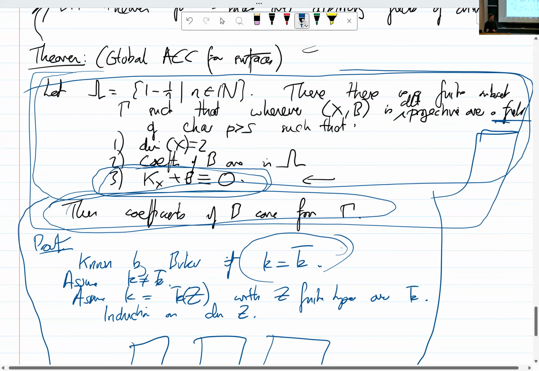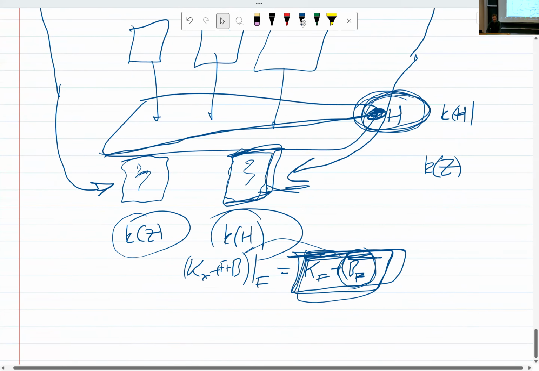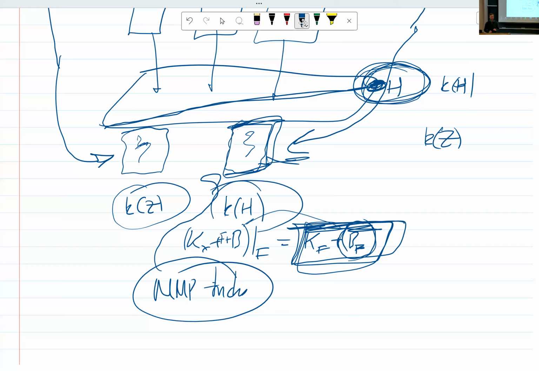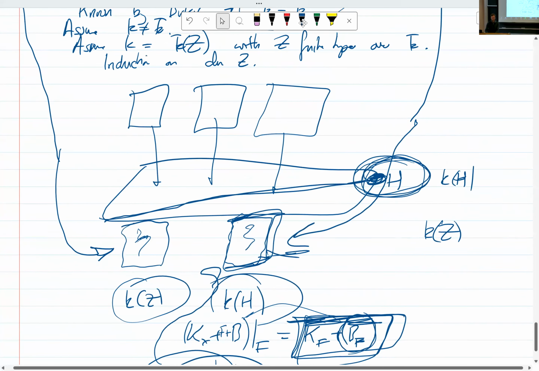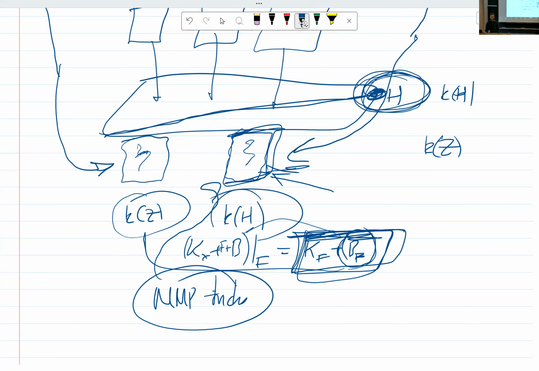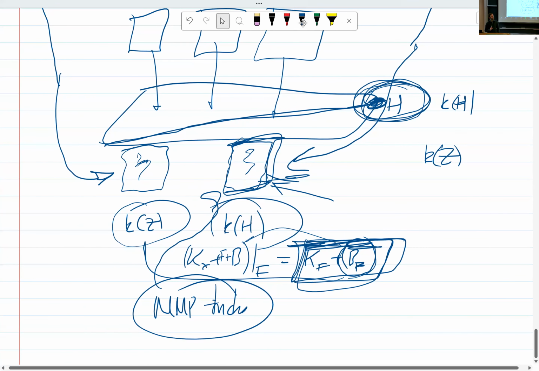I'm not going to have time to actually say how that goes, but what I can say is you do some MMP tricks. This lets you actually put yourself in a family where all of the conditions are satisfied on these special ones, which lets you pull the coefficients to where you need them to be. Okay. Should probably stop here.